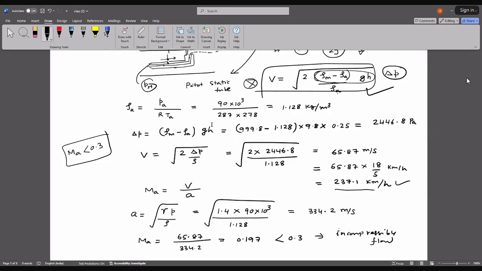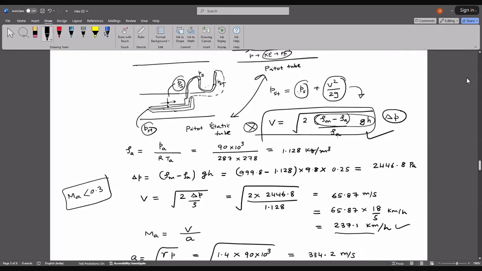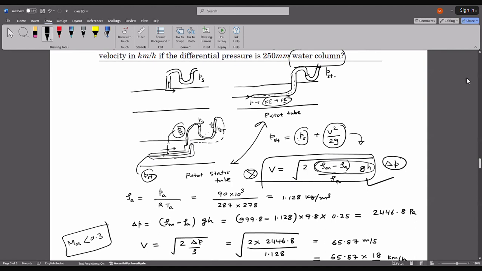Only one query. If you go up a bit, P static is equal to PS plus V square upon 2g. Is that half into rho into V square? Rho is missing, because these are Newton per meter square. Yes, rho is missing. Thank you, sir. So this is Newton per meter square, right? So there has to be rho there. Yeah, correct.